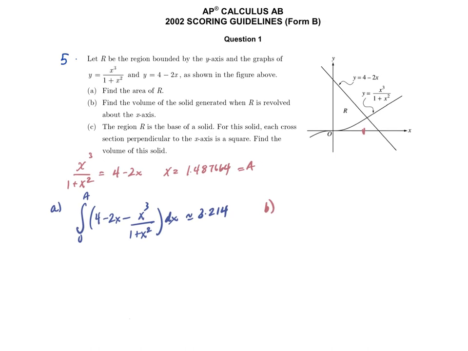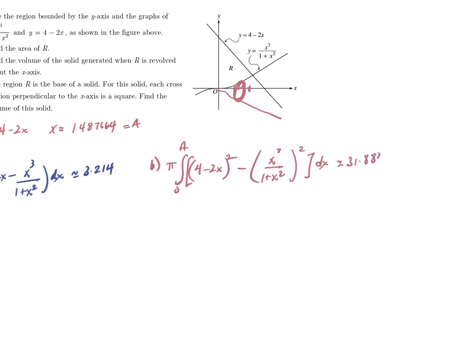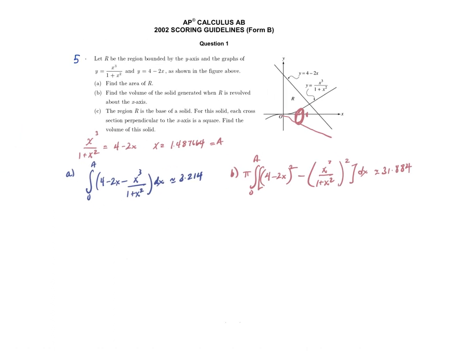All right, find the volume revolved around the x-axis. So again, this is a washer, because you've got this gap in here. This would be my inner part right here. The one that's furthest away from the x-axis is the 4 minus 2x. All right, so don't forget the pi. So we've got pi, 0 to a, 4 minus 2x minus 0 squared. That's big R. And then minus x cubed over 1 plus x squared minus 0 squared, and then dx. Okay, so when we do all that, you get 31.884.